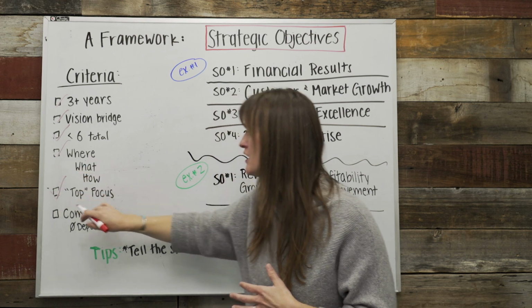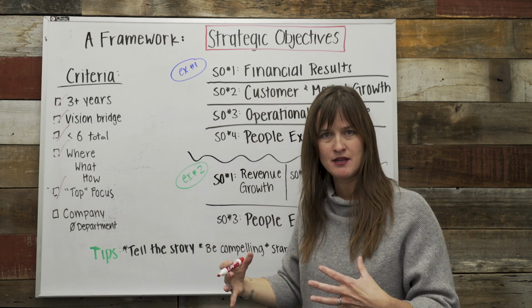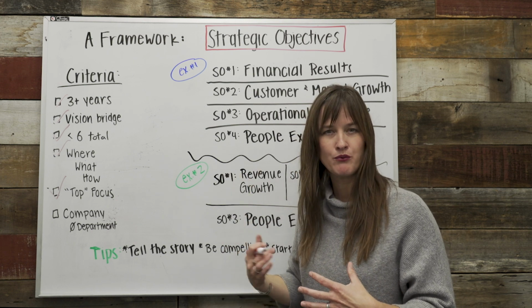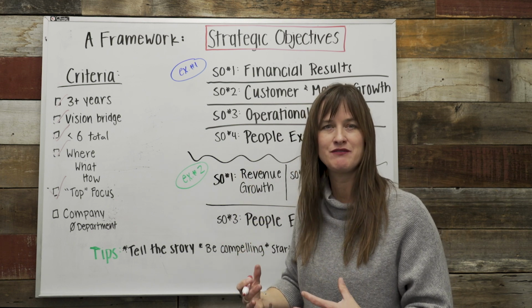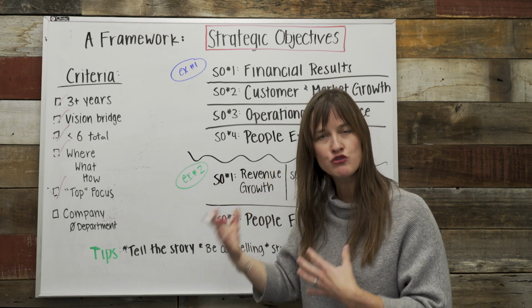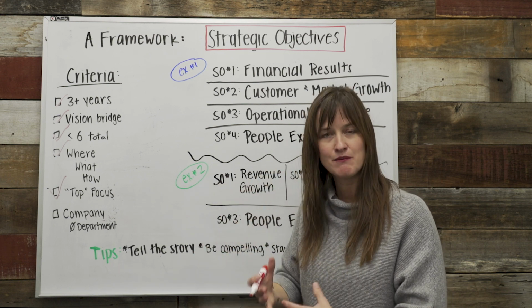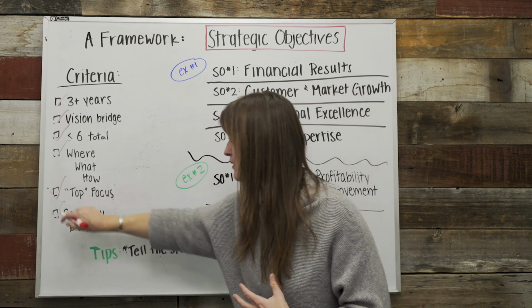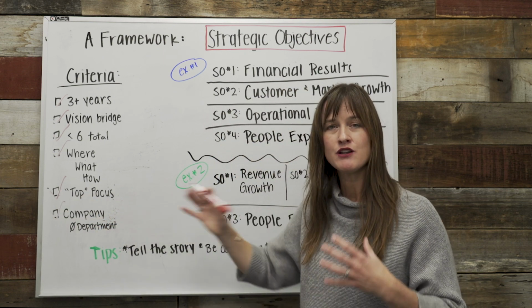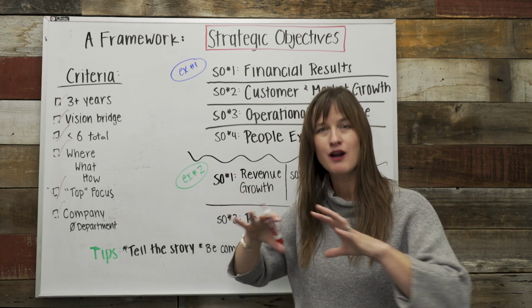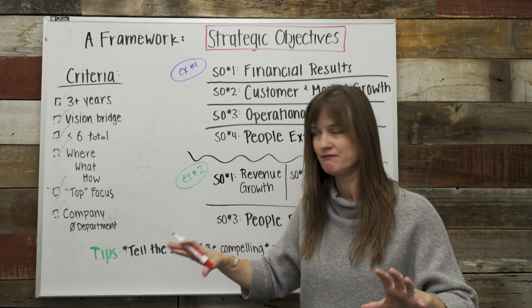They should be your top focus. So really awesome strategic objectives are great talking points for any CEO or executive team to say, hey, these are the priorities. These are the objectives we're driving for this year and beyond. So top focus. And let's remember, strategic objectives are not just a mishmash of department goals. They actually are company-wide direction.